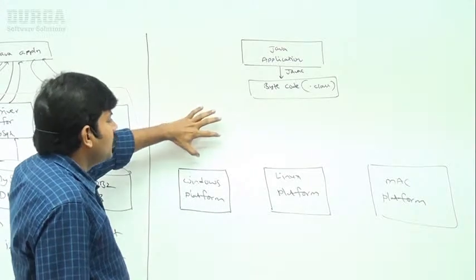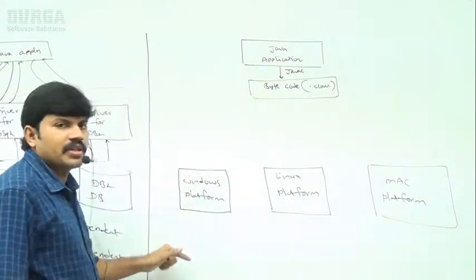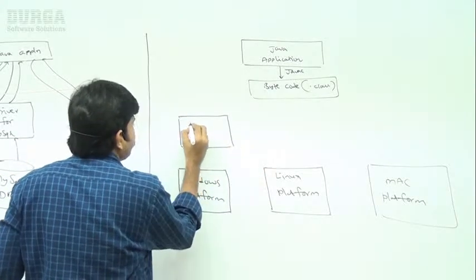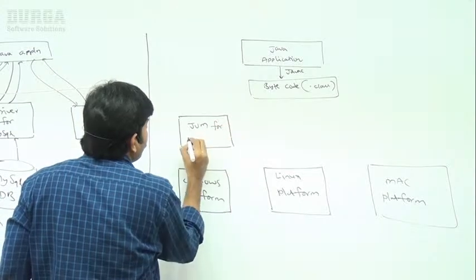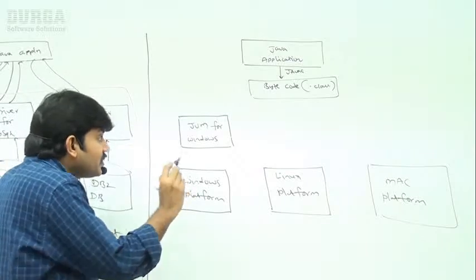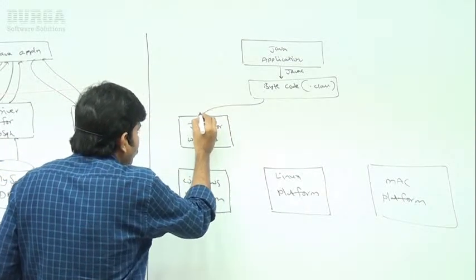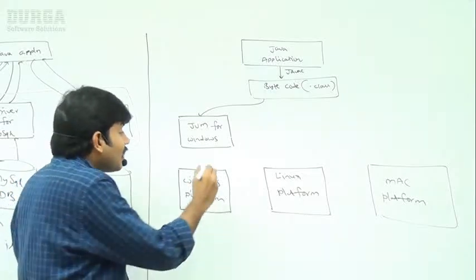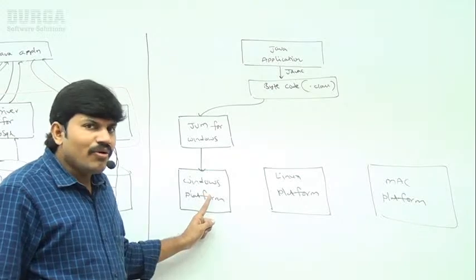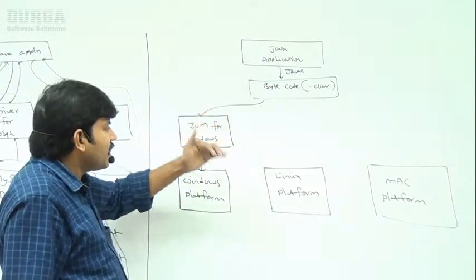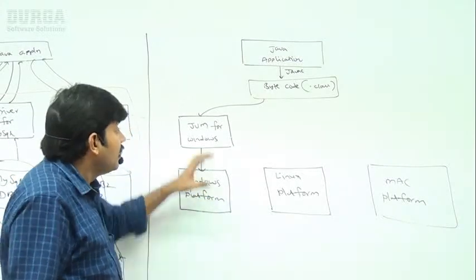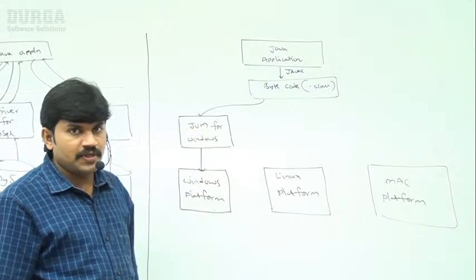Very simple. If you want to run this bytecode on Windows, then we should go for the JVM. JVM for Windows. Are you getting it? Sir, the Windows JVM will take this bytecode, convert it into Windows specific machine code, and then execute it. So, who is going to take care of converting into machine platform specific code? Who is going to take care, sir? Yes, sir, this JVM is responsible.